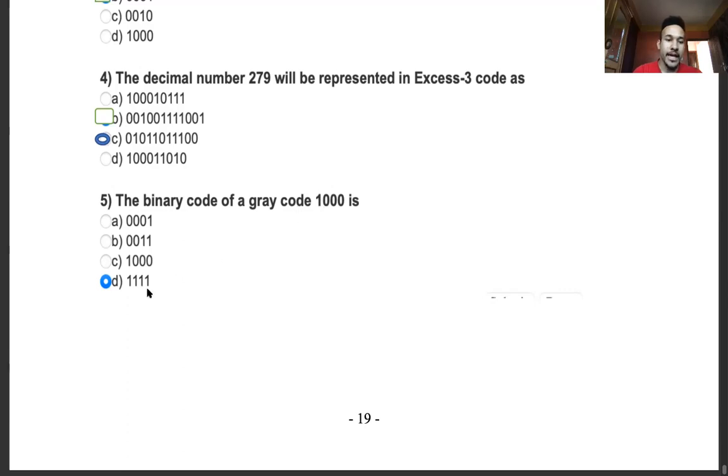And finally, the last question, the binary code of the gray code 1000 is like this. MSB first, we write as it is, and then this 1 and this 0, it's different, so we write 1. And then again 1 and 0 different, so 1, and up to the end we have all the ones. So the answer is 1111.